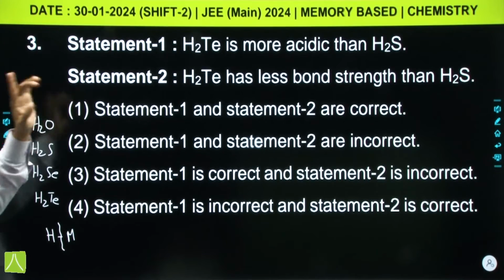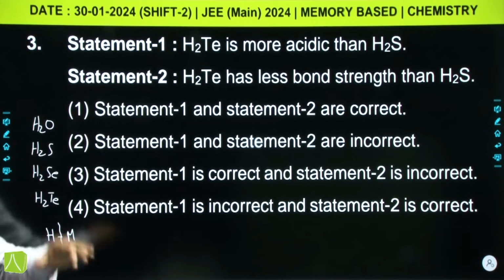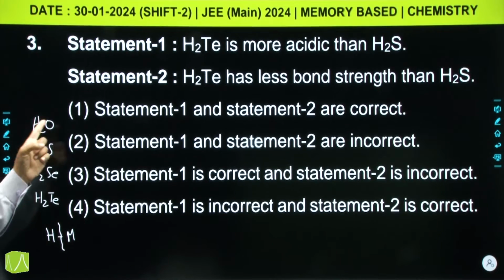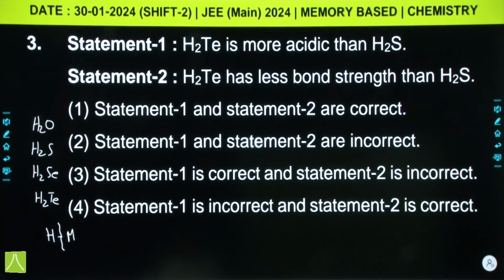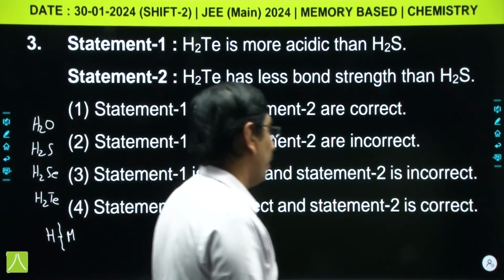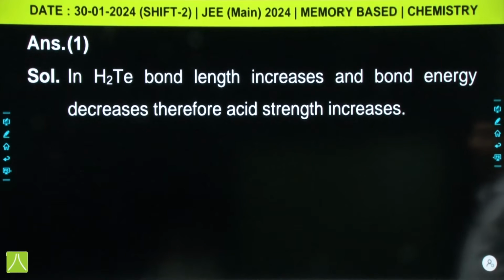So, the first statement: hydrogen telluride is more acidic than H2S. Yes, from top to bottom, due to decrease in bond strength, it can easily give the H plus. So, hydrogen telluride is more acidic. And second statement: hydrogen telluride has less bond strength than H2S. Yes, it is also correct. So, here both the statements are correct.